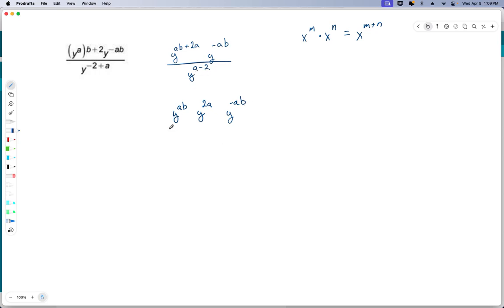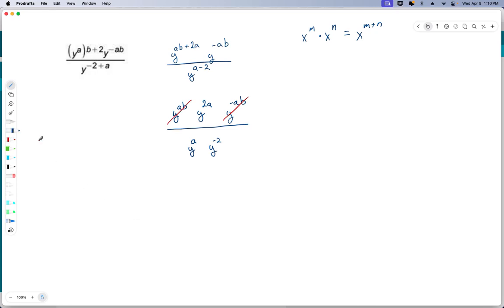That also means that we can break down these two factors down here on the bottom. So it'd be y^a, y^(negative 2). So now that we have everything broken down, what we can do is combine some like terms. So the first thing that I see is that we have y to the positive ab, y to the negative ab. Those are opposites, so they cancel each other out. So we can go ahead and eliminate those.